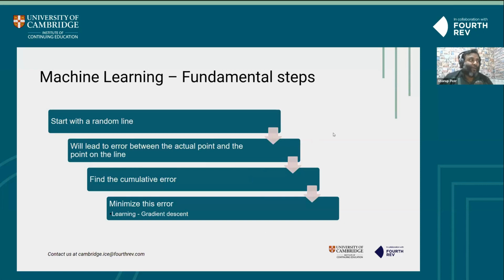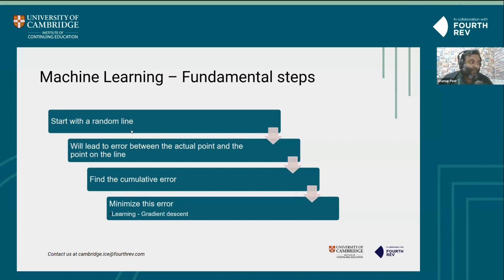So just a quick recap, what is machine learning? What are the fundamental steps involved? Start with a random line. You need to start somewhere, right? Start with a random line. It's going to be a bad line. The error is going to go through the roof. No problem. Trust gradient descent. It will bring us back to Earth.